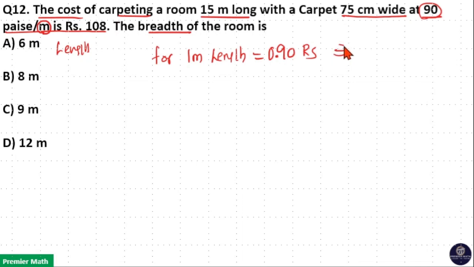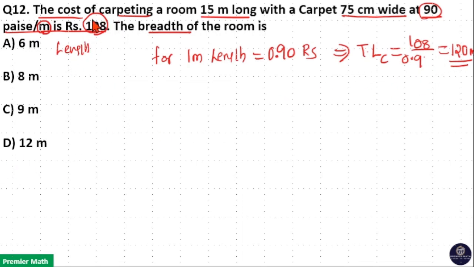Which means the total length of the carpet is equal to the total money spent for the carpet, 108, divided by the cost for 1 meter length, which is 0.90 rupees. Here 9 goes 1 time in 10, 9 goes 2 times in 18. So, 120 meters. 120 meters is the length of the carpet.